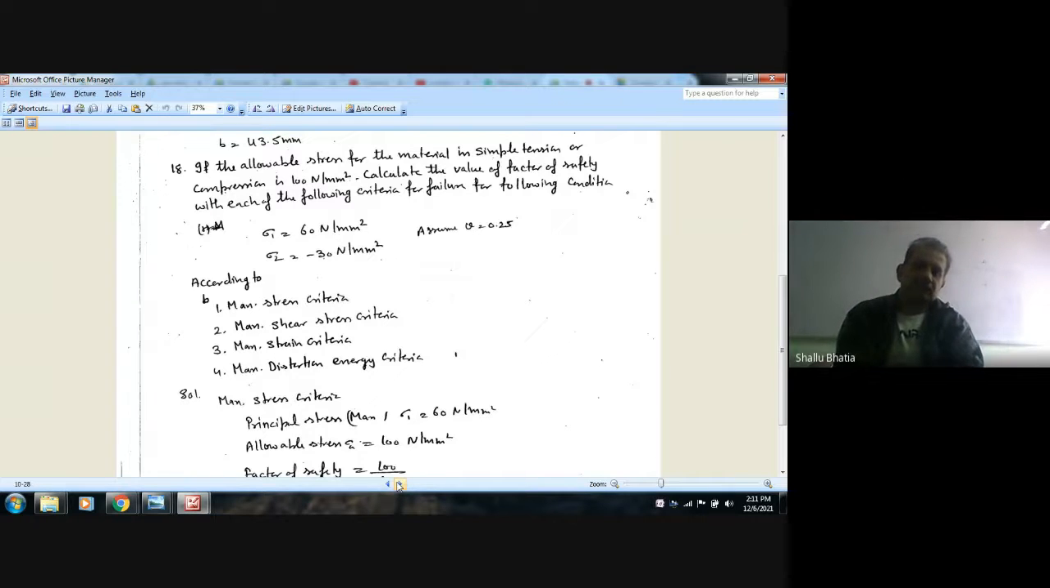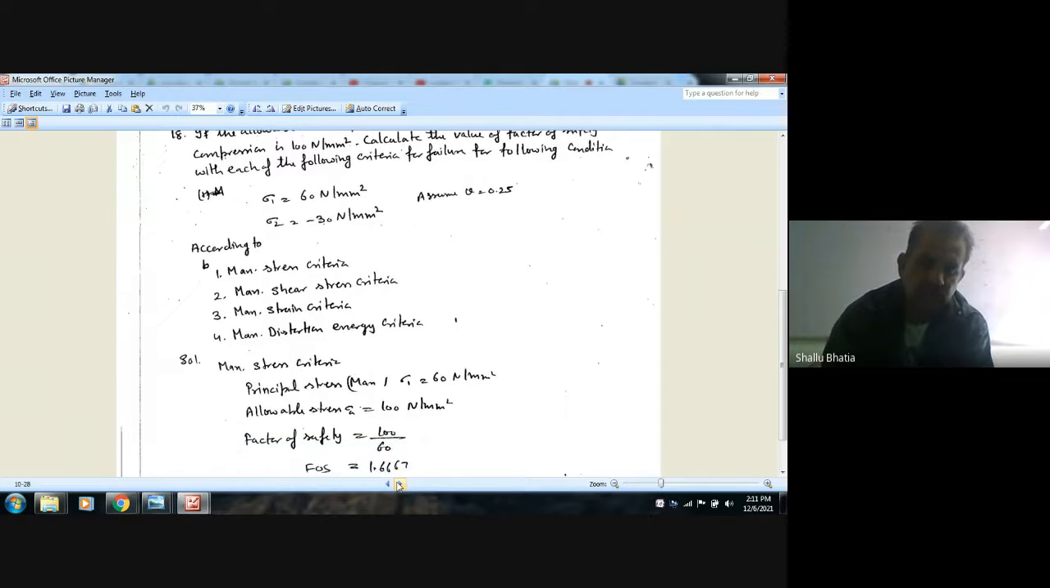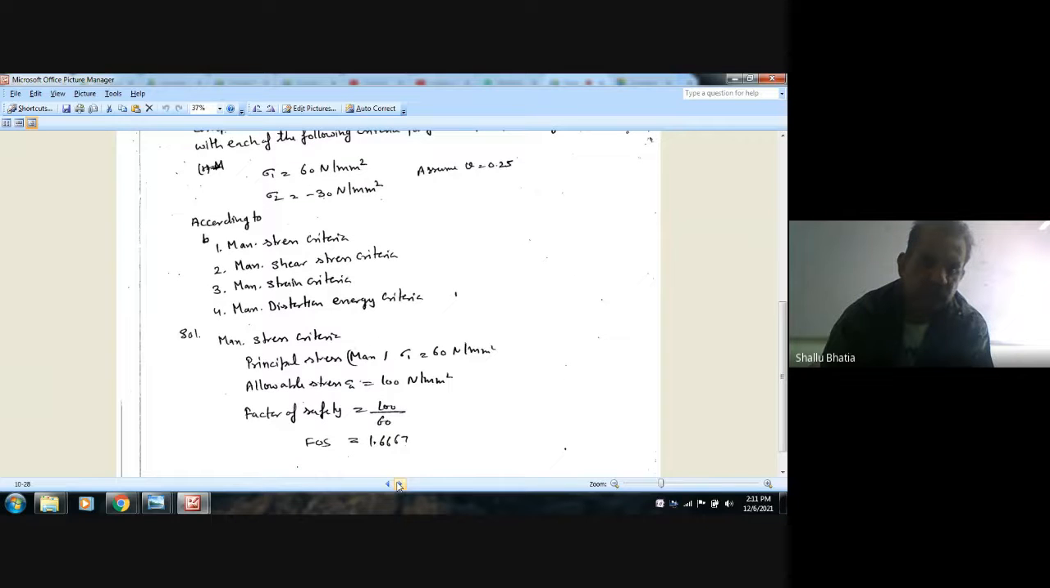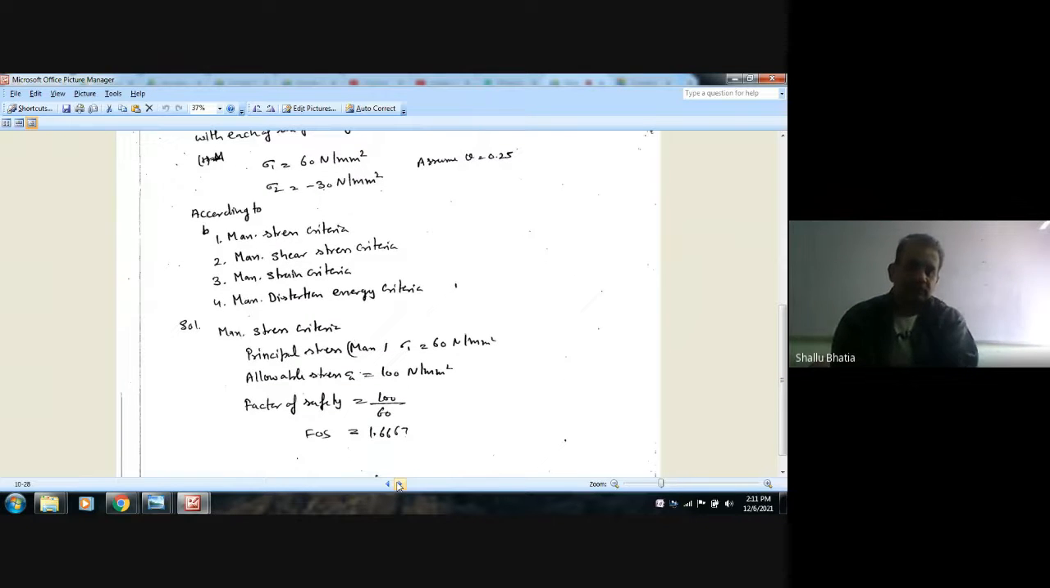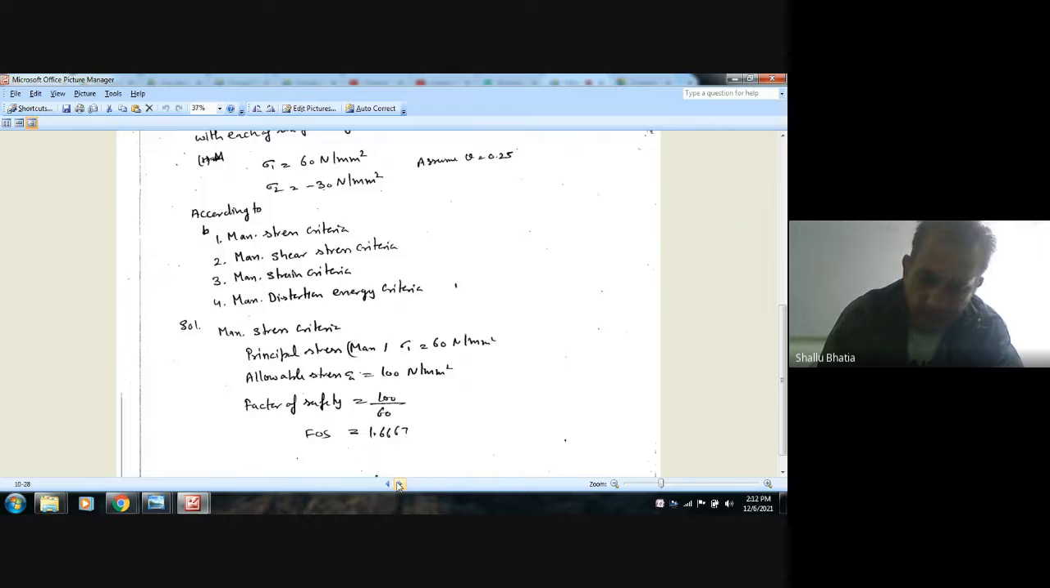So the principal stresses are sigma 1 and sigma 2, that is 60 and minus 30, and the allowable stress is 100 MPa. In the first case, that is the maximum stress criteria, the allowable stress is 100 and the maximum stress is 60. So factor of safety according to maximum stress criteria is allowable stress divided by principal stress, that is 1.667.